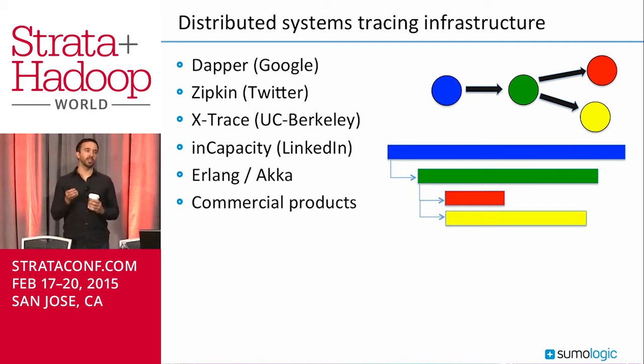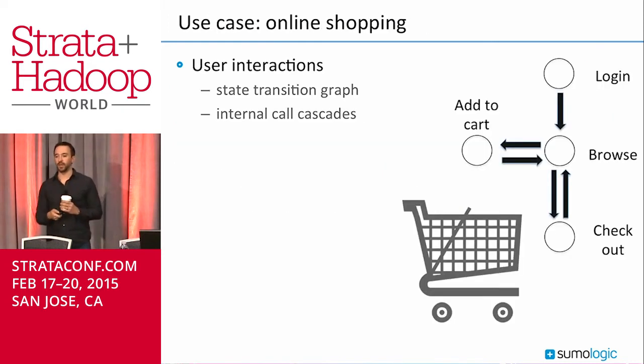And a lot of these tools will actually even give you this kind of nice chart where you can see how long different components of that call chain took, right? And so this is great. If you have this, then the data is already in a graph-like format, and we can do other fun stuff with it. So another use case would be online shopping.